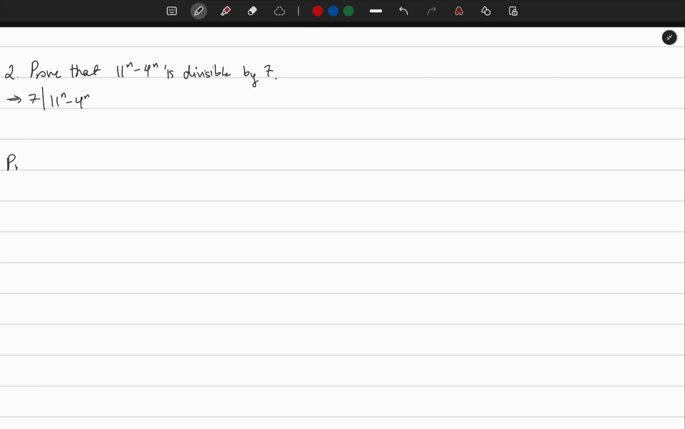Well, let's go on with our proof then. We first want to show that a base case is true. So, as a base case, let n equal 1. If we let n equal 1, we have that 7 is simply 11 to the 1 minus 4 to the 1, but that is really just 7 divides 7, and that is true.